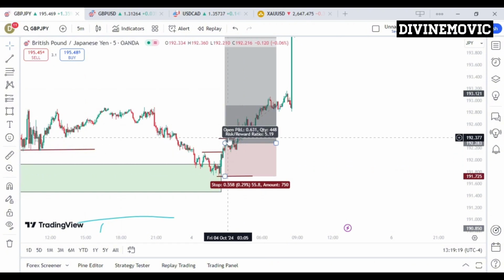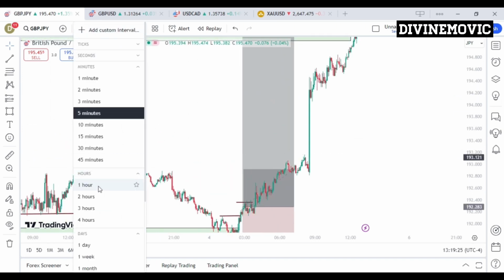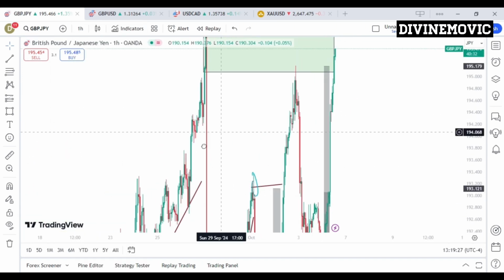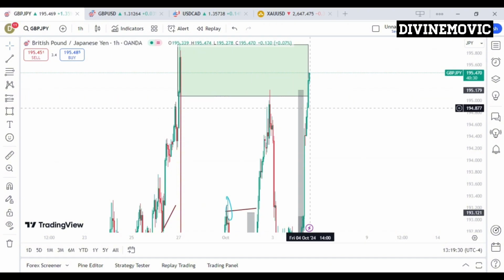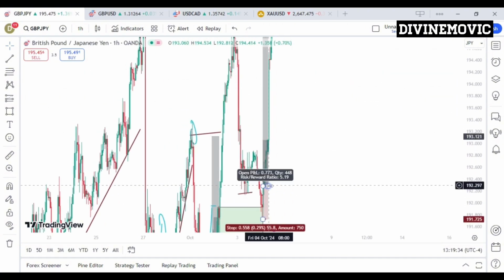So any entry from between this high here and this low here was a good entry for me, and I was simply targeting the 1 hour liquidity point, which is simply at this point here. And as you can see, price went to my TP, and that's how I made that money.